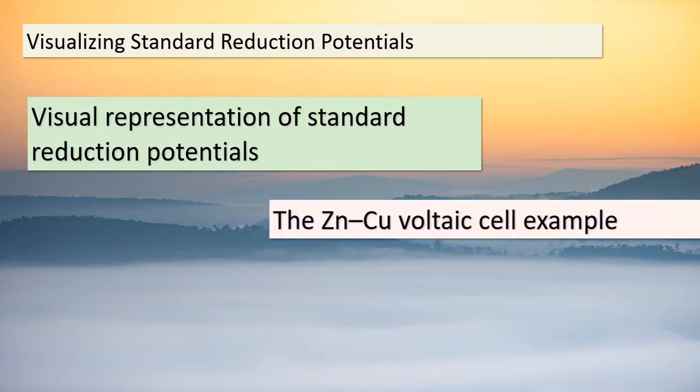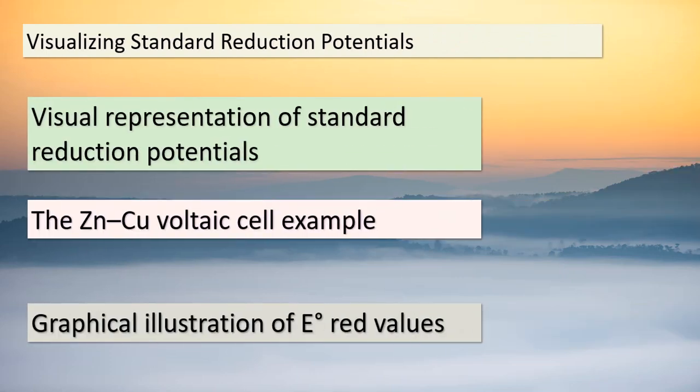Greetings, young minds. Our journey through the electrifying world of voltaic cells continues. This time, we're immersing ourselves in the visual aspects of standard reduction potentials. Imagine a scenario where we have a Zn-Cu voltaic cell. This cell provides an excellent illustration of how standard reduction potentials work. On our graph, we can observe the E° values for both zinc and copper.